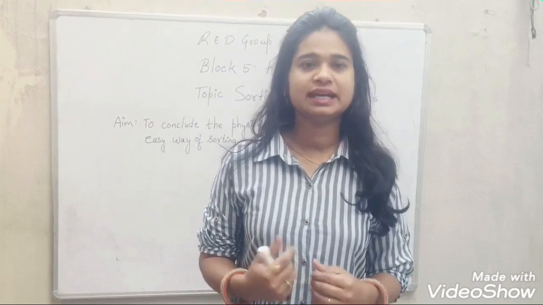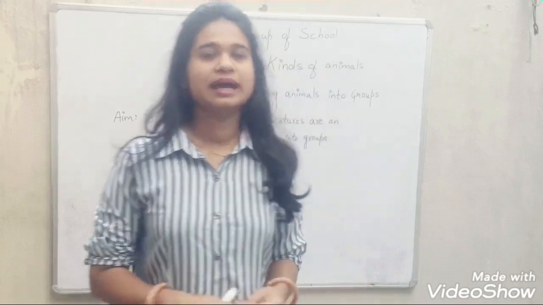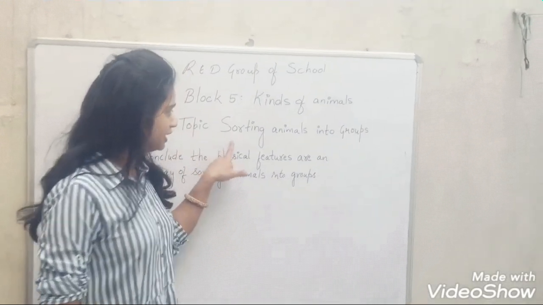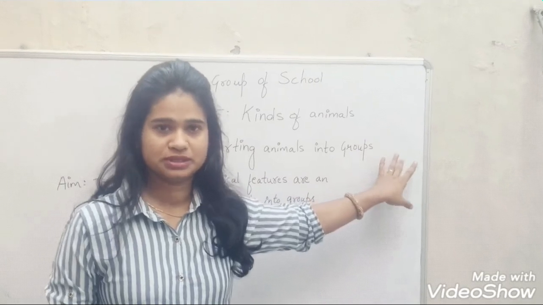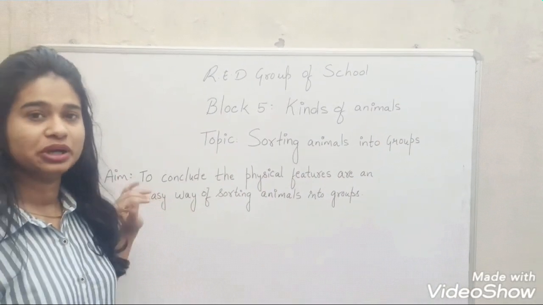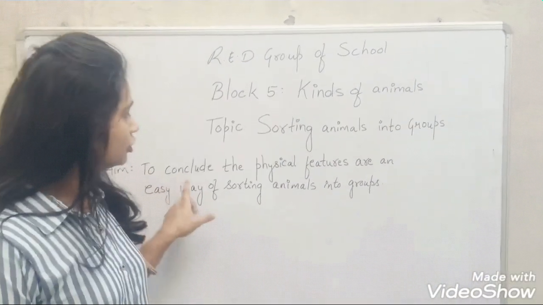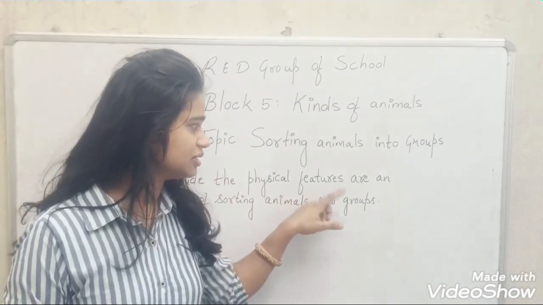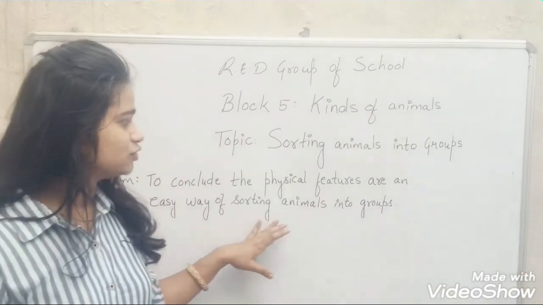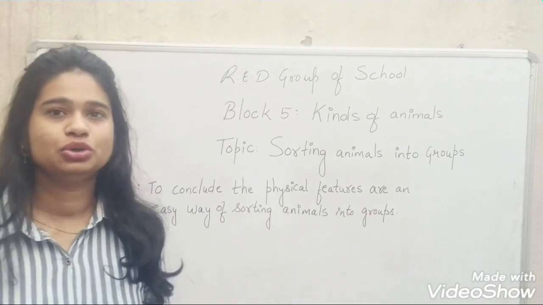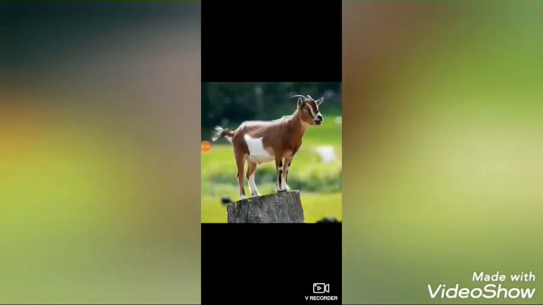So students, that is our today's topic. And our topic is sorting animals into groups. And the aim that we are going to achieve today is to conclude that physical features are an easy way of sorting animals into groups. So students, I hope you all are ready with your resources.